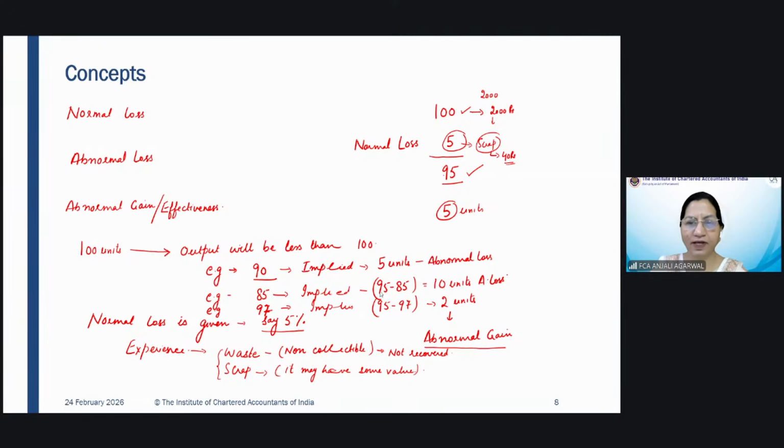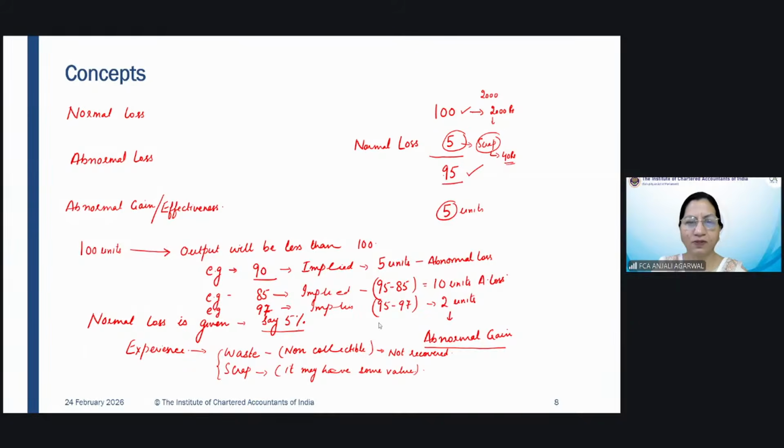Now, if you have anything less than 95, that becomes abnormal loss. But if you have anything above 95, that becomes abnormal gain or effectiveness. So out of 100 units, 5 units are expected to be normal loss, so the output is expected to be 95. Anything less than 95, let's say 85, means you have an abnormal loss of 10 units. Anything above 95, up to 100, let's say 97, means there is an abnormal gain of 2 units.